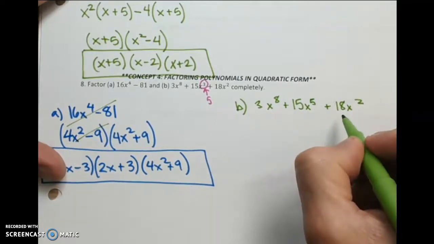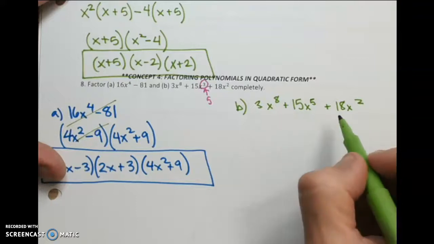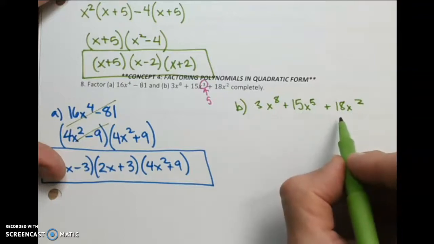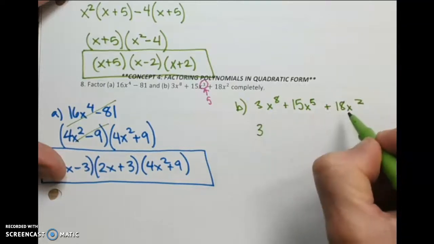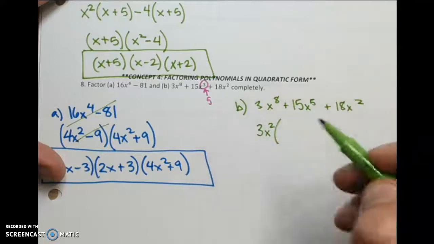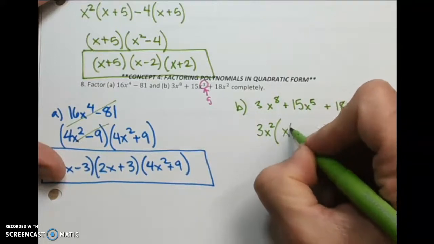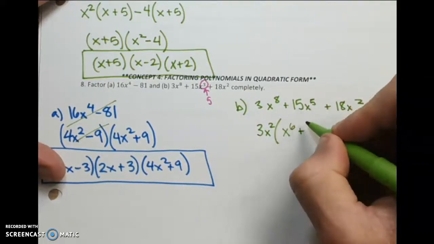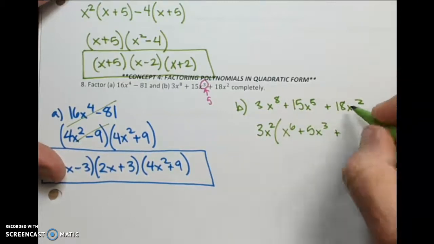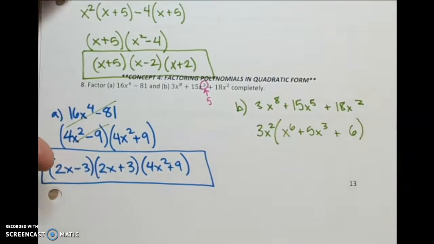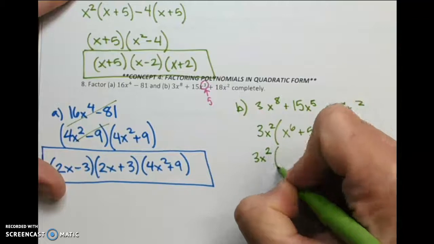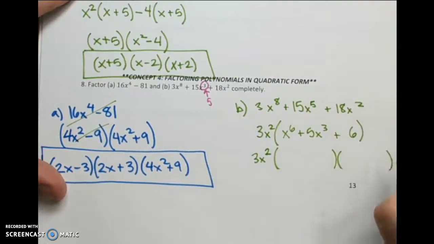Okay, so now what I'm going to do is pull out a 3 in common with 3, 15, and 18, and x squared. And that's my greatest common factor. What is left? x to the 6th power plus 5x cubed plus 6.